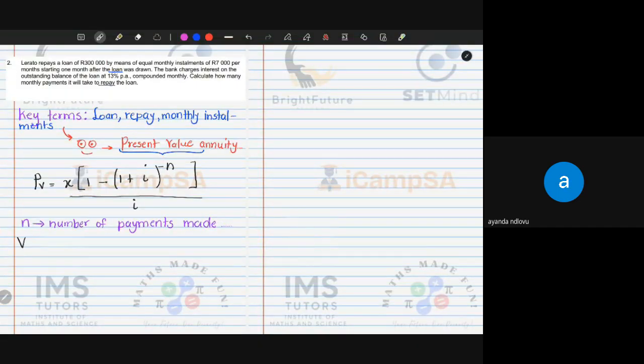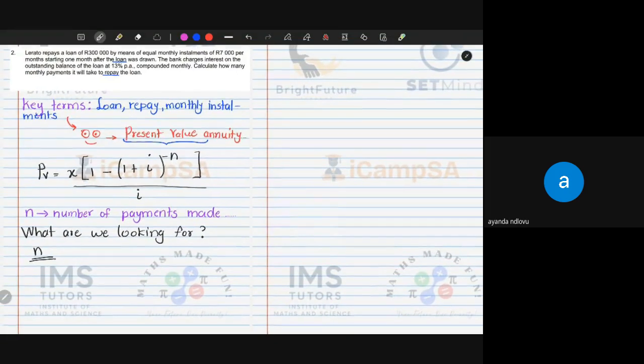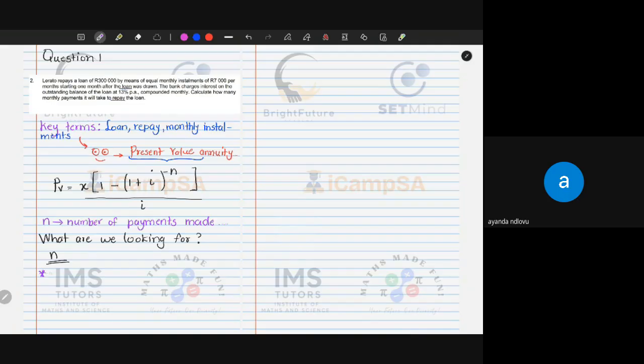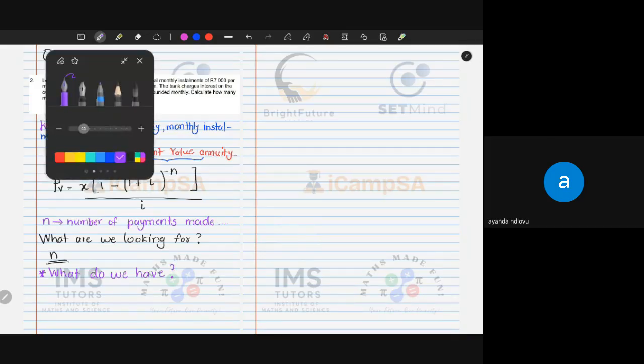So if someone can answer the question, what are we looking for? Essentially, the answer would be n here. So what we are looking for is n. And now the next question, which we should quickly answer, guys, is what do we have when you read this problem? What do we have, or what are we given?